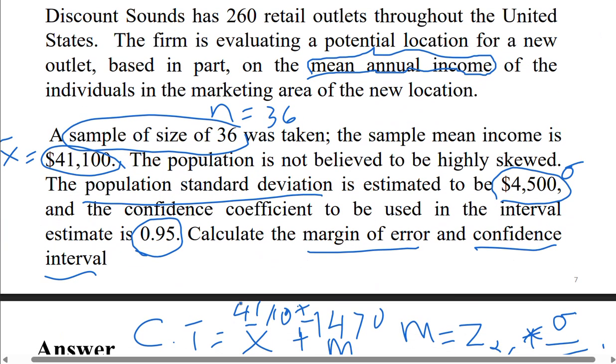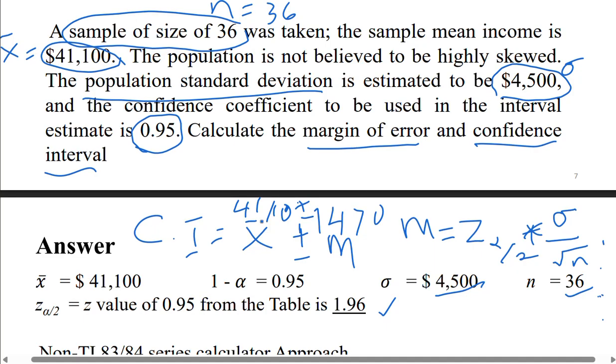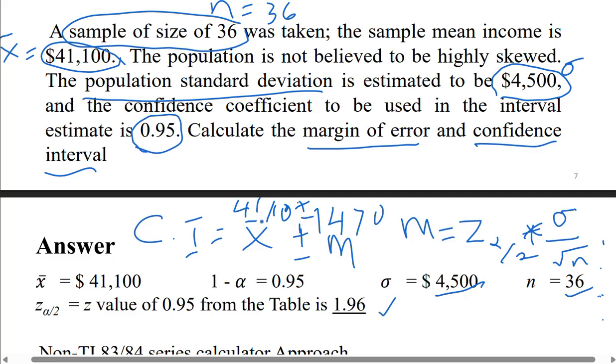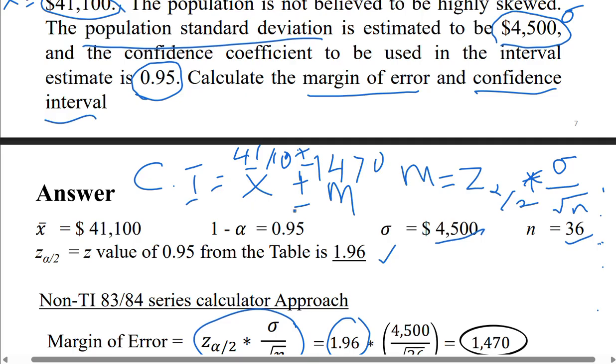The first thing we're going to do is to calculate the margin of error and confidence interval. And so we have been given these important sample statistics from the study of Discount Sounds. We have been given our sample size to be 36. We know our sample average is 41,100. We know our population standard deviation is 4,500, and we are working with a confidence level of 95%. Based on our formula, we're going to take our sample average and add and subtract our margin of error. So let's find the margin of error first, and then we'll add and subtract it from the sample average.